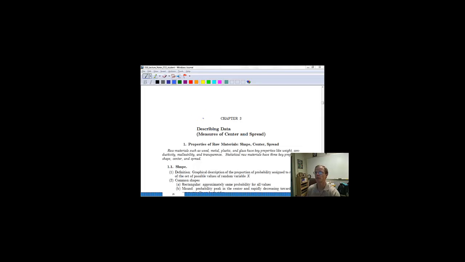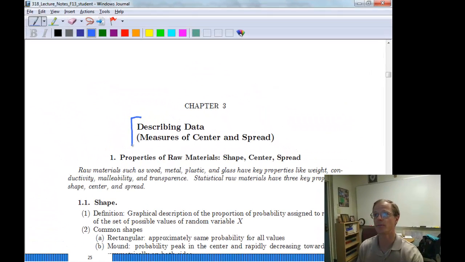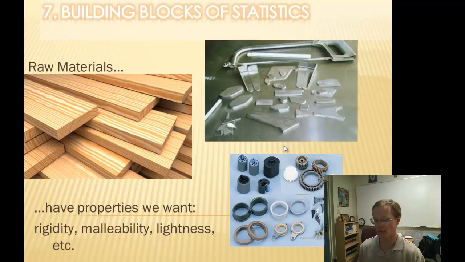Whitlock Schluter Chapter 3, describing data, measurements of center and spread. Now, we're talking about the raw materials of statistics again, which is data / random variables. There are three key properties: shape, center, and spread. I'd like to get at these using a diagram here.